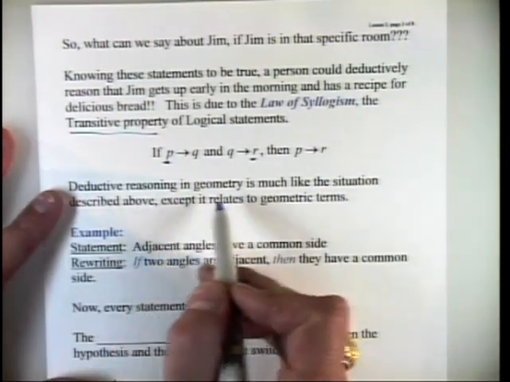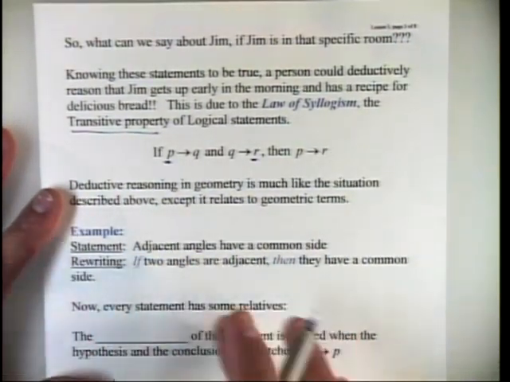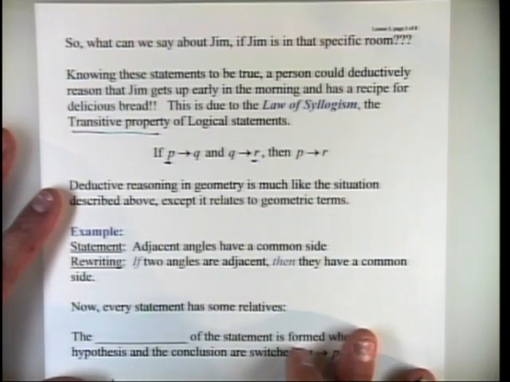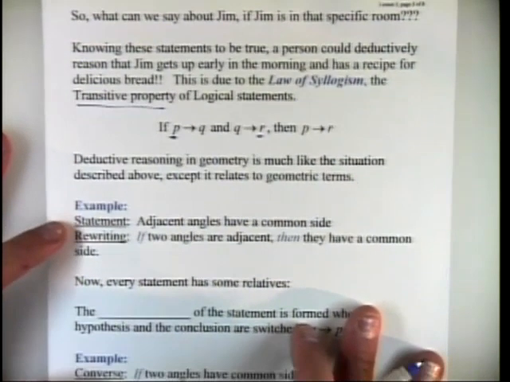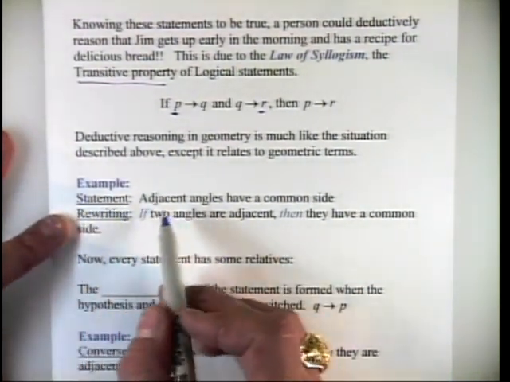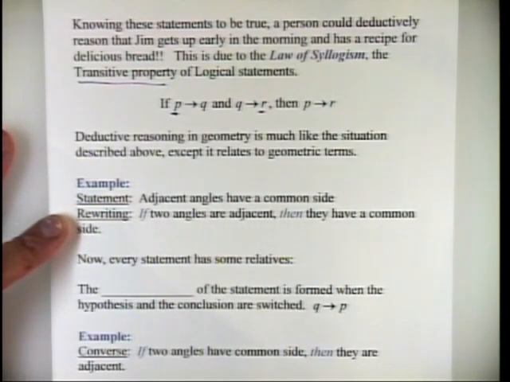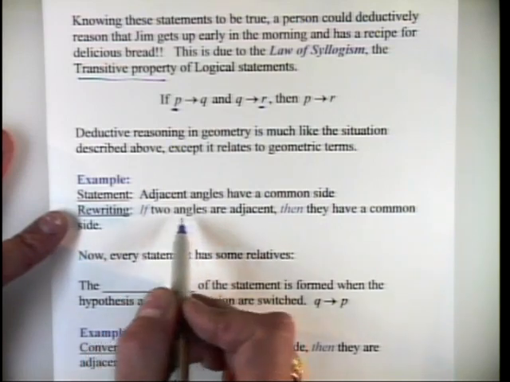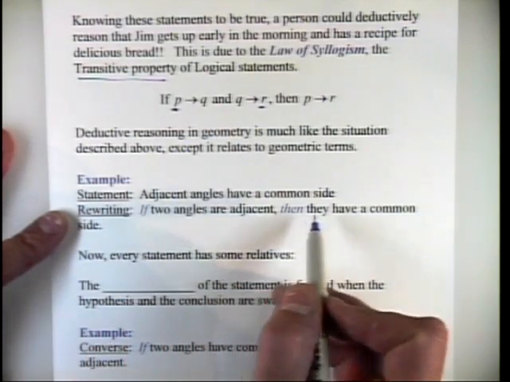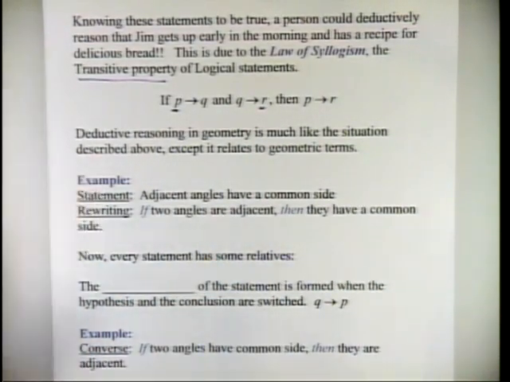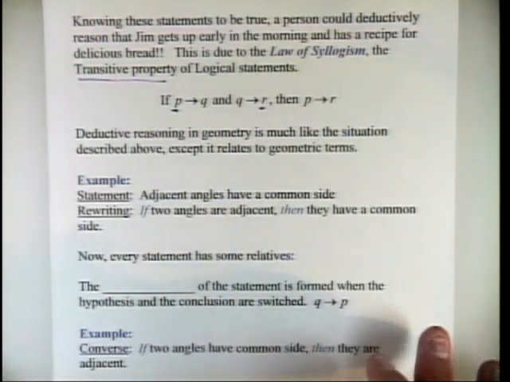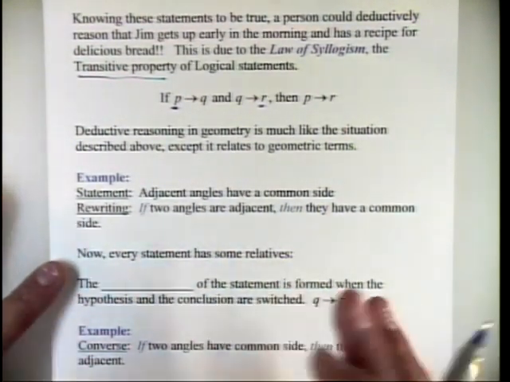All right, now deductive reasoning in geometry is much like the situation described above, except it does relate to geometric terms. For example, a statement could be adjacent angles have a common side. We can rewrite that in if-then format saying if two angles are adjacent, then they have a common side. Okay, so just rewriting it in if-then form.